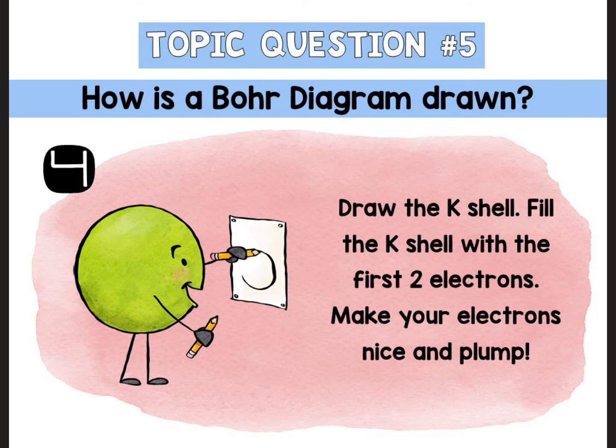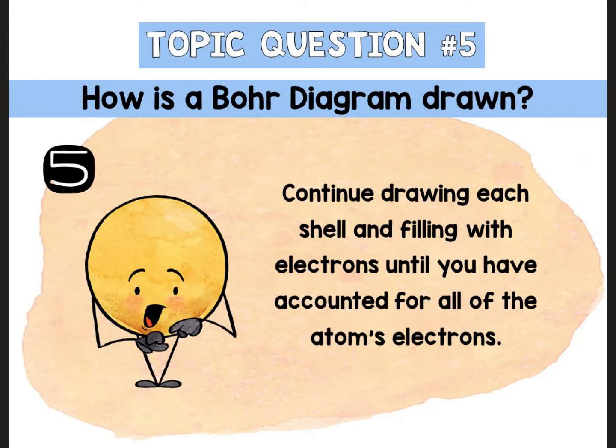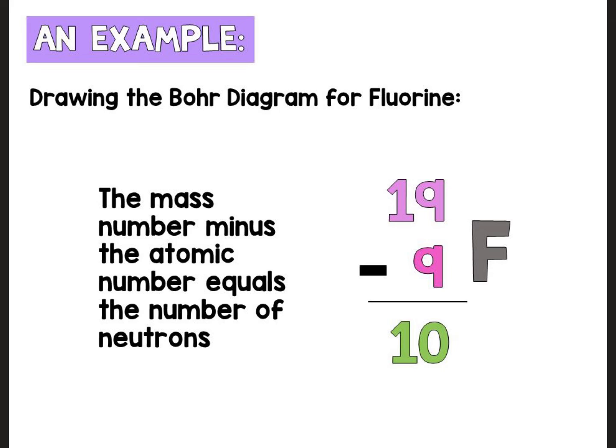Next, you'll draw the first shell. Fill the shell with the first 2 electrons. Make sure you make your electrons nice and big so you can see them. Continue drawing each shell and filling with electrons until you have accounted for all of the atom's electrons. Let's try drawing the Bohr diagram for fluorine.